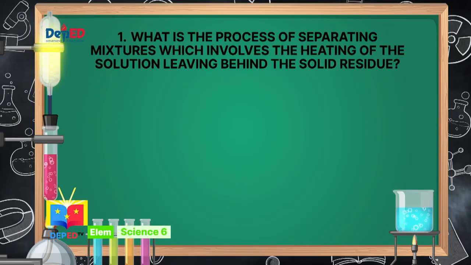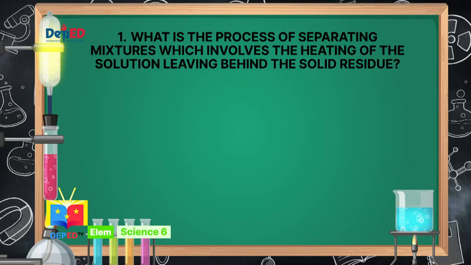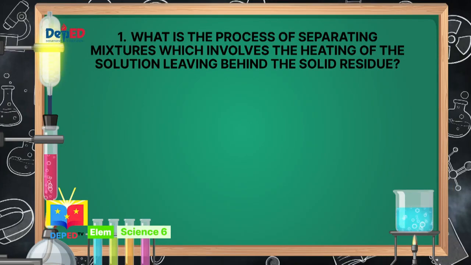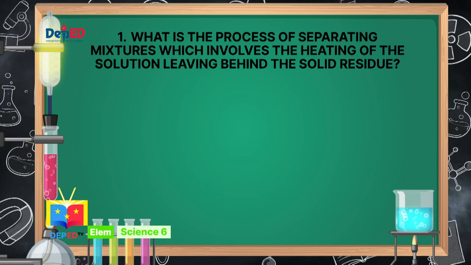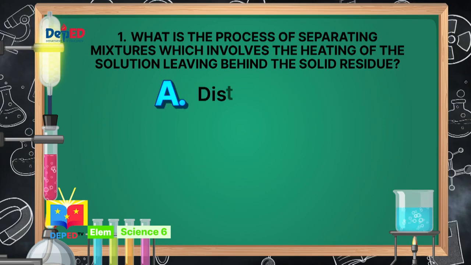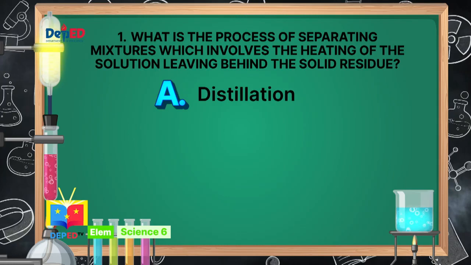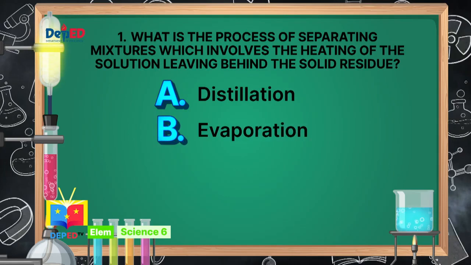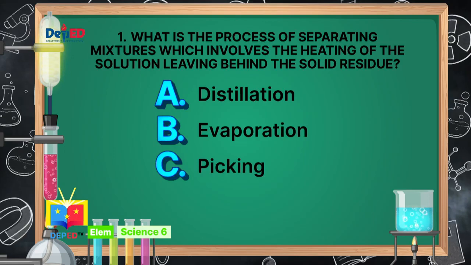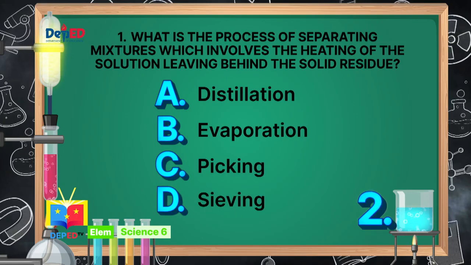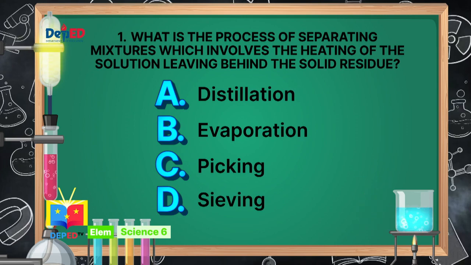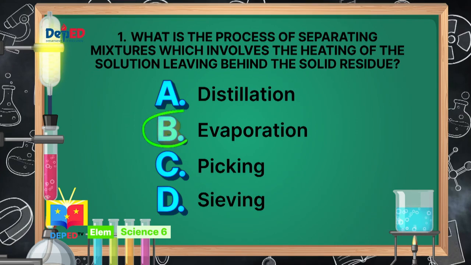Number 1. What is the process of separating mixtures which involves the heating of the solution, leaving behind the solid residue? A. Distillation. B. Evaporation. C. Picking. Or D. Sieving. The correct answer is B.